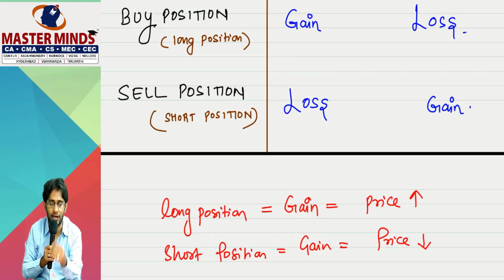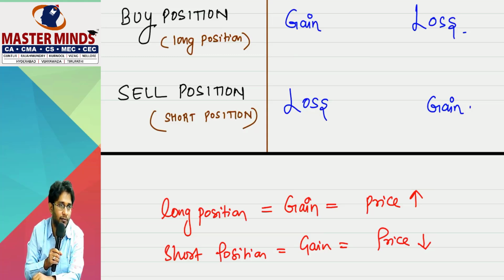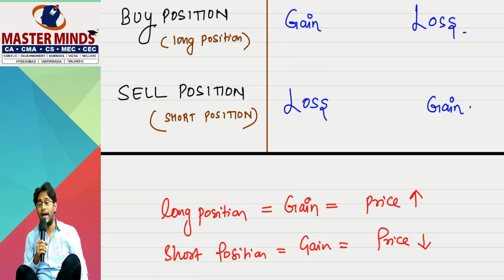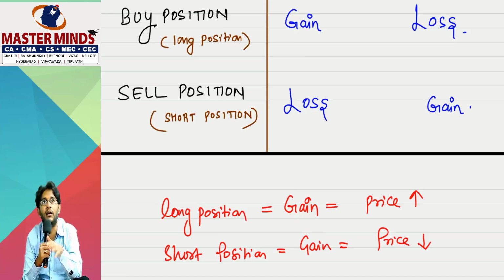Otherwise, certain questions' interpretation will be very difficult. Now, suppose I tell you, price is going to fall down. Whether it will really fall down or not, God only knows. But as of today, I believe that price will fall after 3 months. Which position should I take? Short position. If I believe that price is going to rise, then I should take a long position.